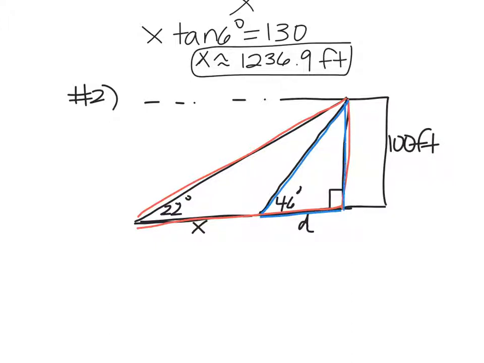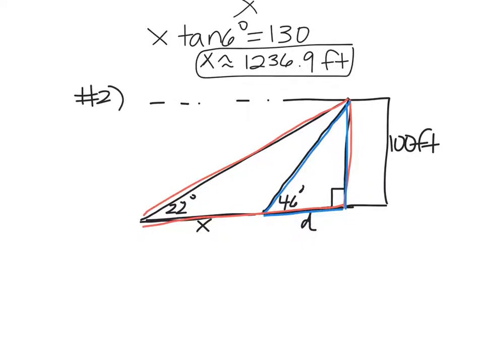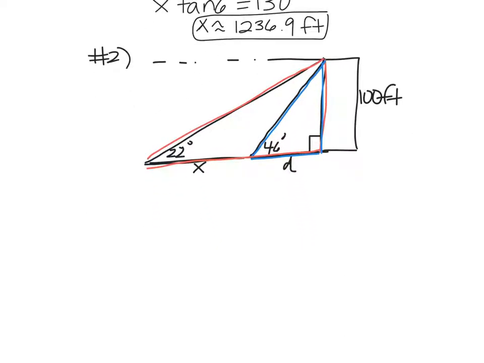Okay? Now, do you have a plan of attack? Some of you know what you're going to do already, right? We're going to go ahead and solve for the distance d right here first, and then we're going to attach it to our big triangle. So this is what I'm going to do. I'm looking at the blue triangle, and I know that the tangent of 46 degrees is equal to opposite over adjacent.